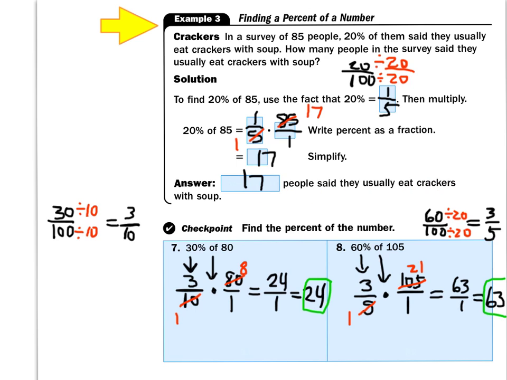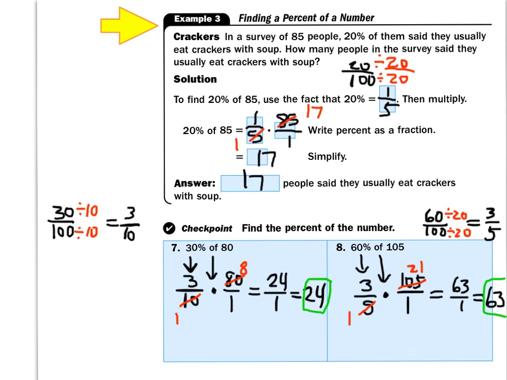Okay, take a look at number 7. They want us to find the percent of the number. All right, so what is 30% of 80? Well, let's change 30% to a fraction. And I showed you over here, 30 over 100, you would reduce, divide both by 10, and get 3 over 10. So let's change 30% to 3 over 10. The of becomes multiply. And let's write 80 as a fraction, 80 over 1. And then we can cross cancel the 10 and the 80. The 10 becomes a 1, and the 80 becomes an 8. So 3 times 8 gives you 24. 1 times 1 gives you 1. 24 over 1 is just 24.